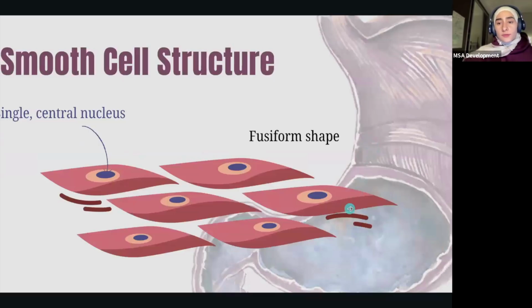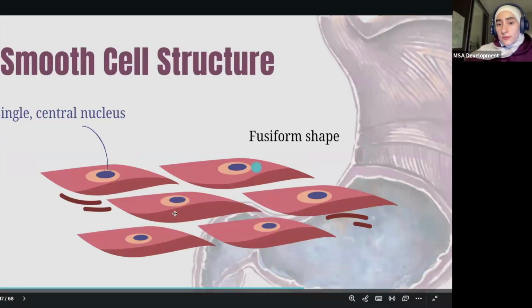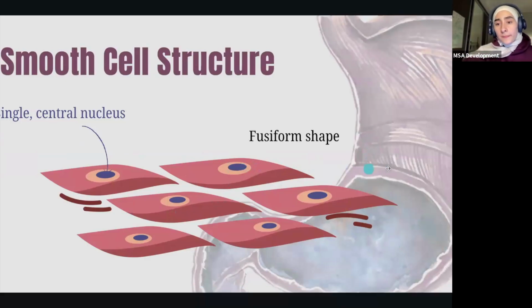Okay, so like we begin every time, we need to discuss the structure. Our smooth muscles, the hallmark shape for smooth muscle is that it's fusiform, which means it starts off thick and then it tapers off near the end. This is what we call a fusiform shape. And much like our cardiac cells, they have a single central nucleus.